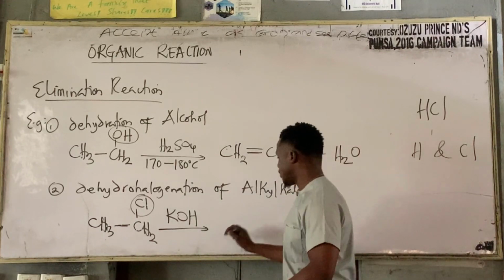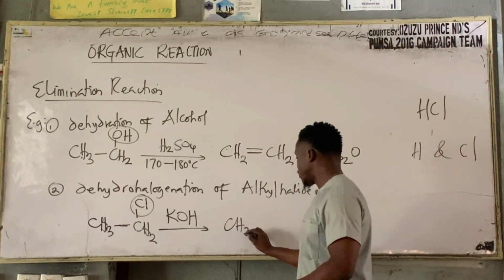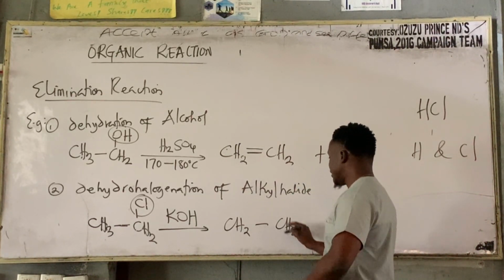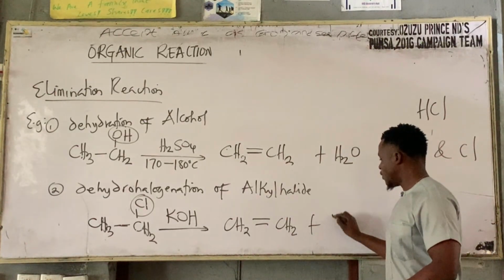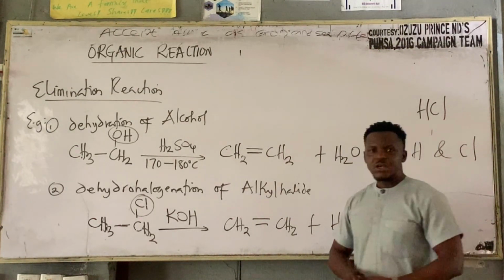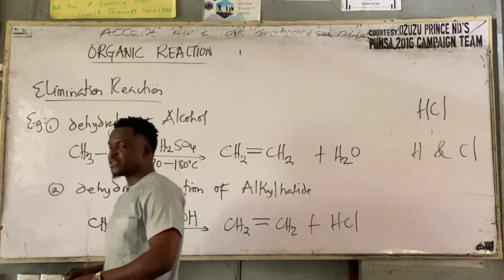So when you remove H from here, it becomes CH2. Remove the Cl from the other carbon, it becomes CH2. You put your double bond and have your HCl. So that is how the elimination reaction works.